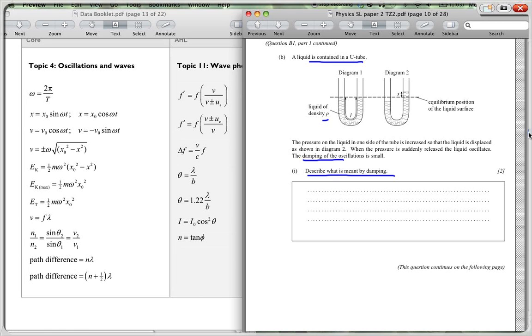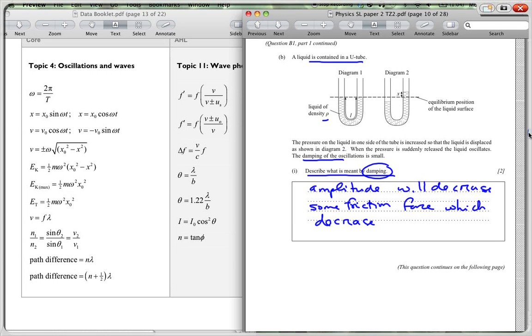Describe what is meant by damping. Well, when you have a situation with damping, the amplitude of oscillation will decrease, and it would decrease because there is some frictional force or a force opposing the motion. So there's some frictional force which decreases the energy of the system.